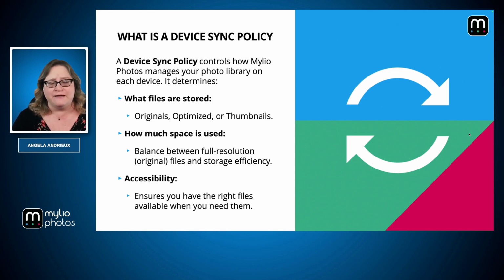And then accessibility. This is what controls how you're able to access files when you need them. So for instance, if you are on a plane and you're on airplane mode and you have no connectivity, you'll want to have pictures that are at full resolution on your device when you need them. Sync policies cover all of those things.